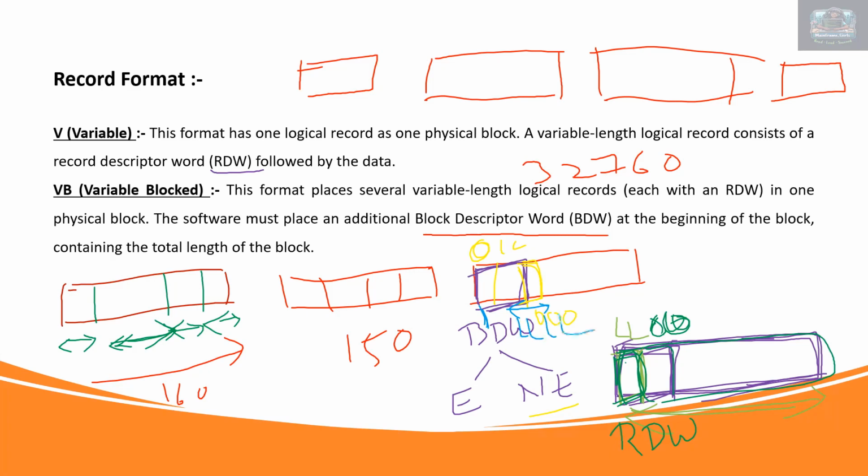That is why the maximum bytes here are 32756. The reason it is 32756 is that the first 4 bytes are fixed for the BDW.